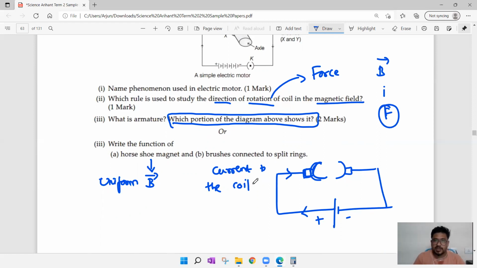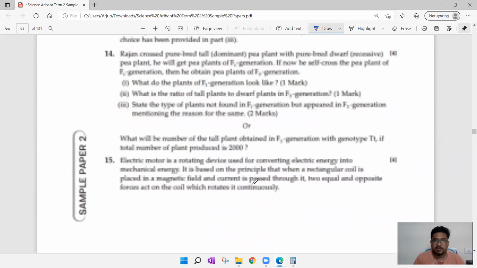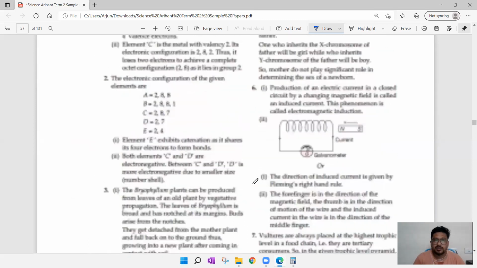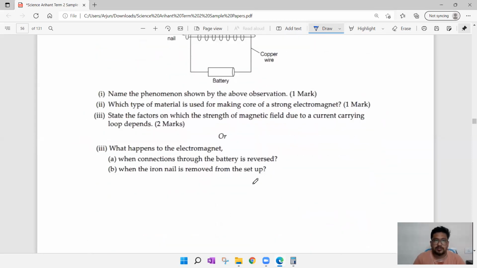So that is the end of sample paper 2 of physics and chemistry questions. And while coming to last sample paper, the last question we have missed. State the factors on which strength of magnetic field due to current carrying loop depends. Here strength depends on length, number of turns, and at last strength depends on magnet also. If it is a strong magnet, field will be greater.